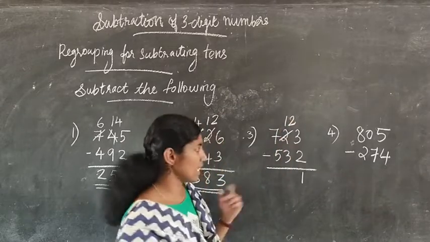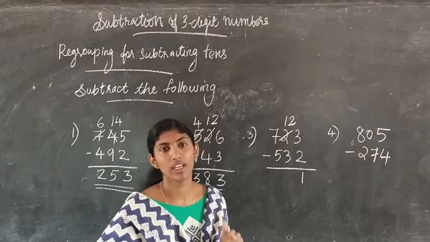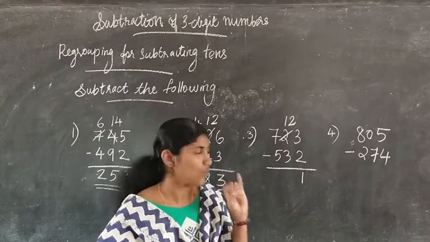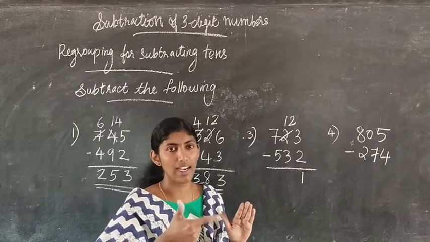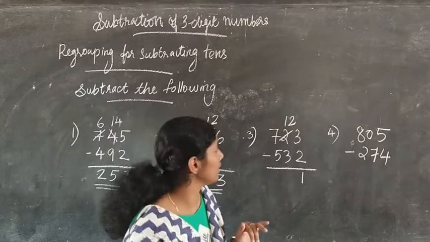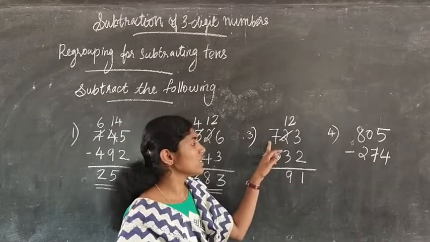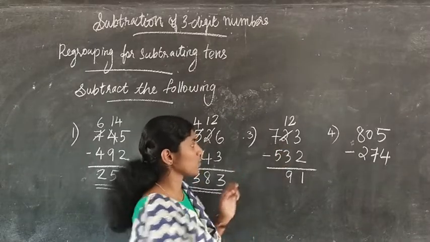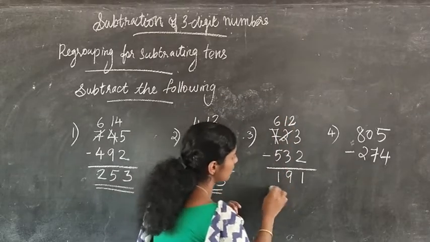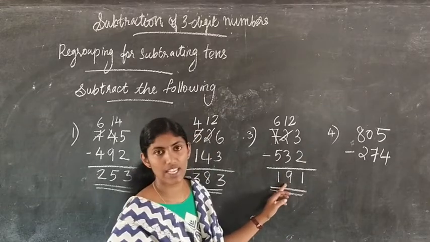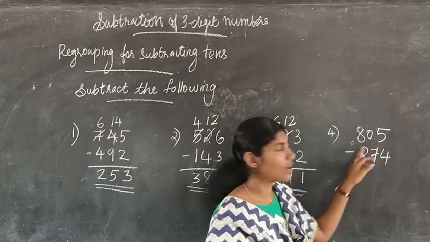Then 12 minus 3. For that we have to count forward after 3 till we get 12. That is 4, 5, 6, 7, 8, 9, 10, 11, 12. So how many are there? Yes, we have 9. Then here, since 100 was borrowed by this tens column, here we have only 6. Then 6 minus 5, 1. So the answer is 191.